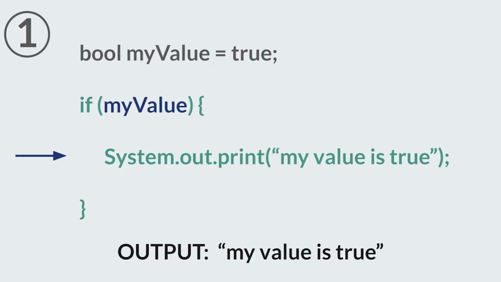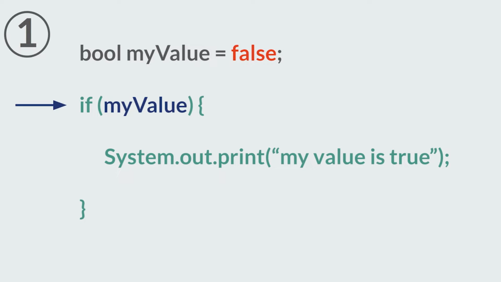After completing the code in the if statement, it'll normally continue on to the code after it. On the other hand, if my value ended up being false, then when we run the if statement, it'll get to the if statement and check if my value is true. Since it's not true, it'll just skip everything inside and it'll output nothing because we skipped the print statement.